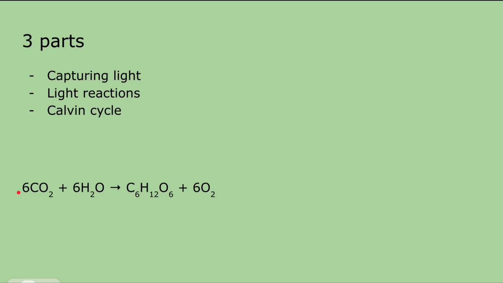We start off with our reactants: our 6 carbon dioxides, our 6 water molecules, and sunlight. Sunlight is not usually written into a chemical equation, but it is there and it is a vital part in starting photosynthesis. These reactants come together in different stages of the cycle to create 1 glucose molecule and 6 oxygen gas molecules. So let's start off with capturing light.